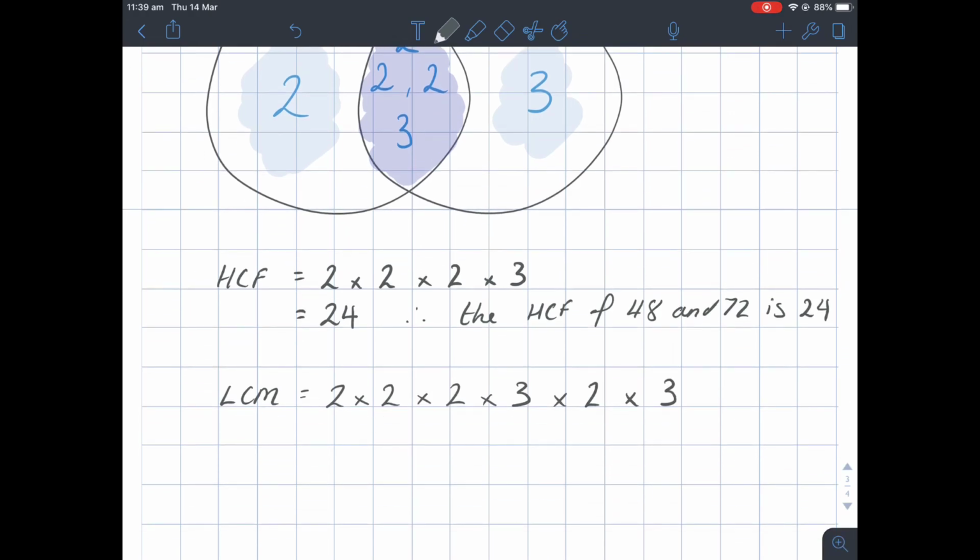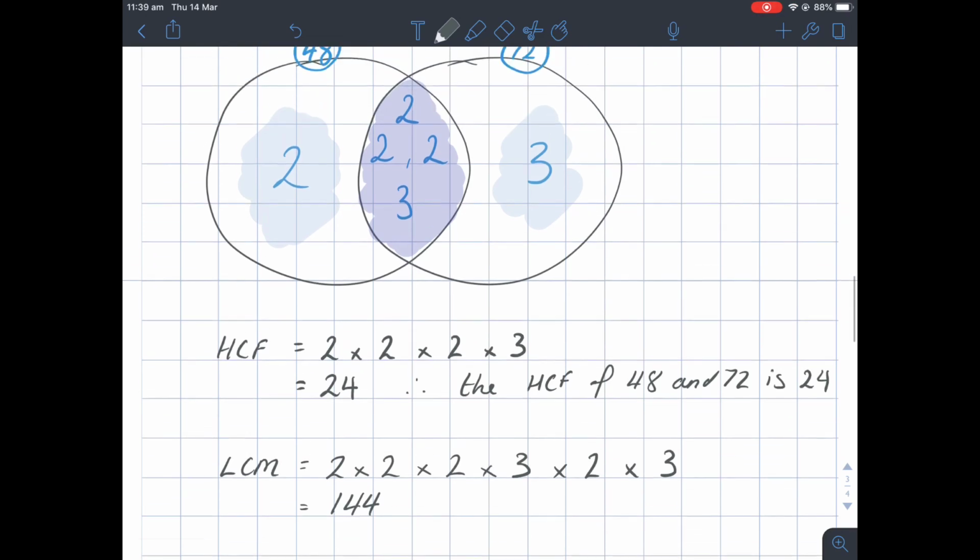And then we can go ahead and work this out. So 2 times 2 is 4, times 2 is 8, times 3 is 24, times 2 is 48, and then times 3 is 120 plus 24, so it's 144. And there's how we can find our highest common factor and our lowest common multiple of two numbers using our prime factors.